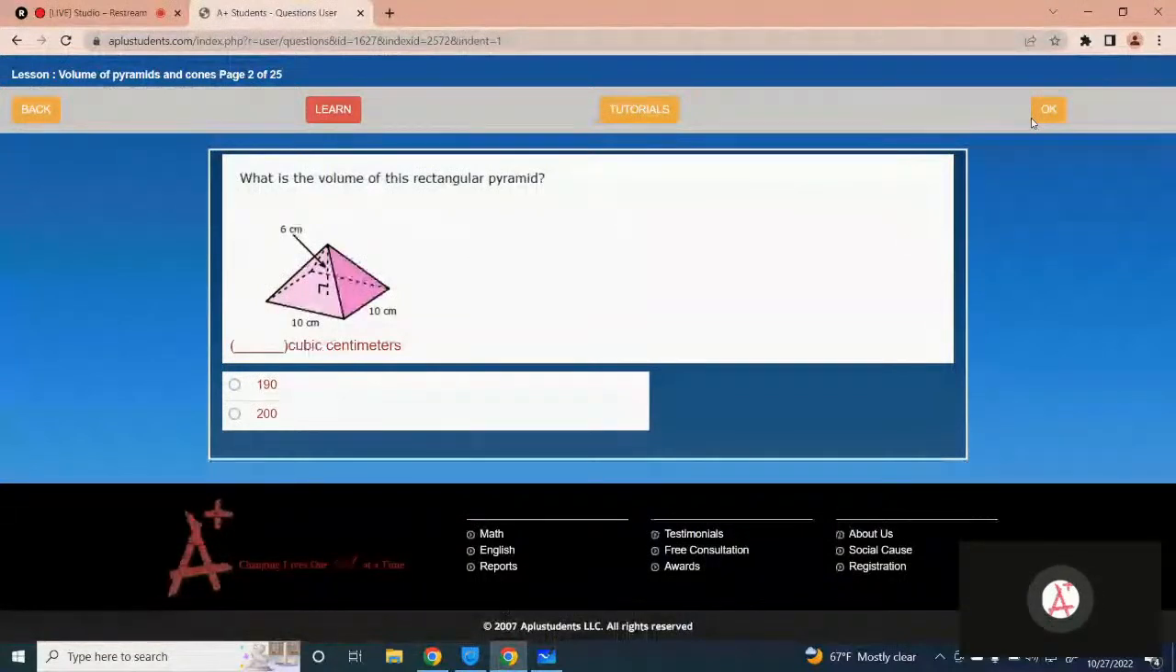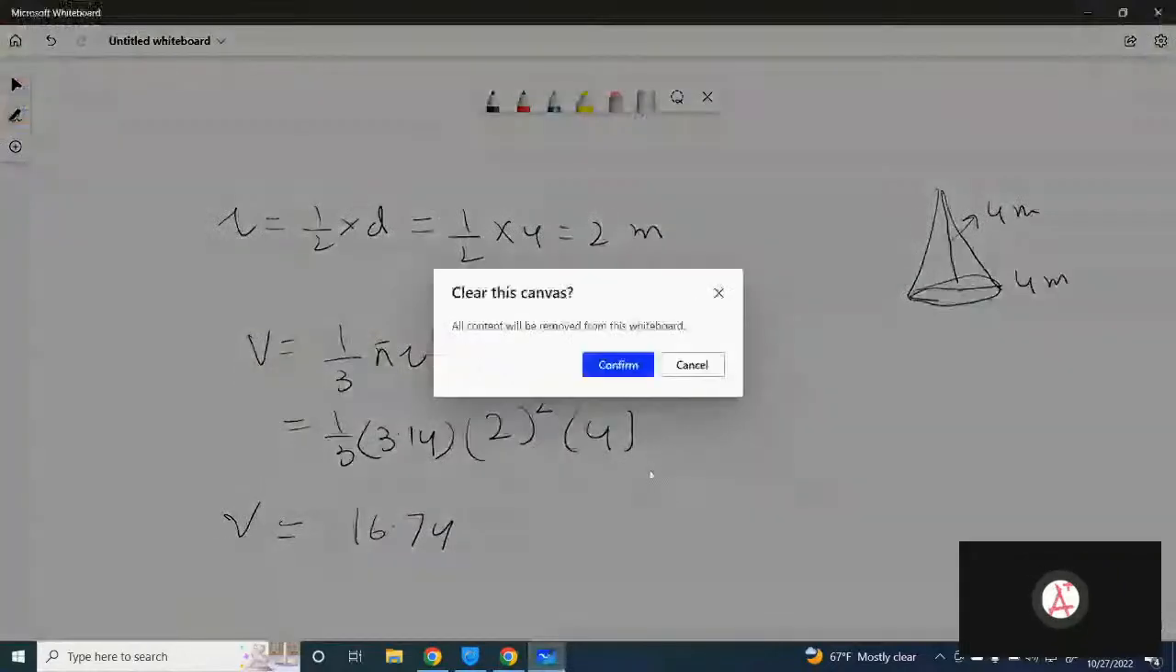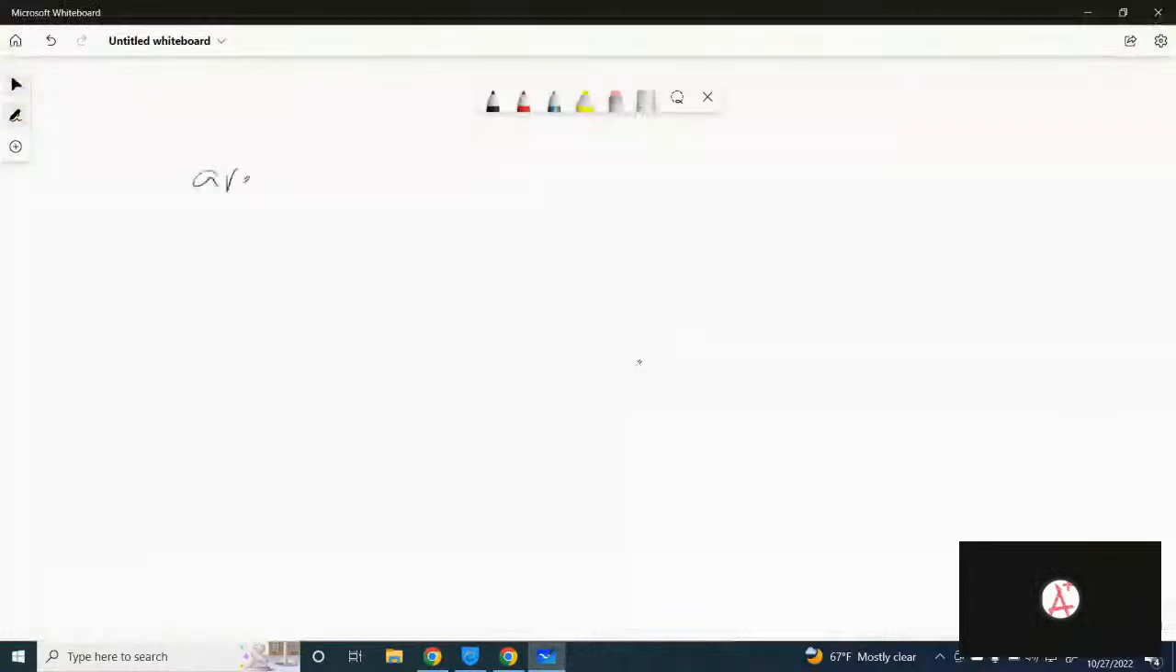What is the volume of the rectangular pyramid? The rectangular pyramid has four triangles and one base. First of all, we have to calculate the area of the base. This is actually the base, 10 and 10. So area of the base is 10 times 10 is 100.